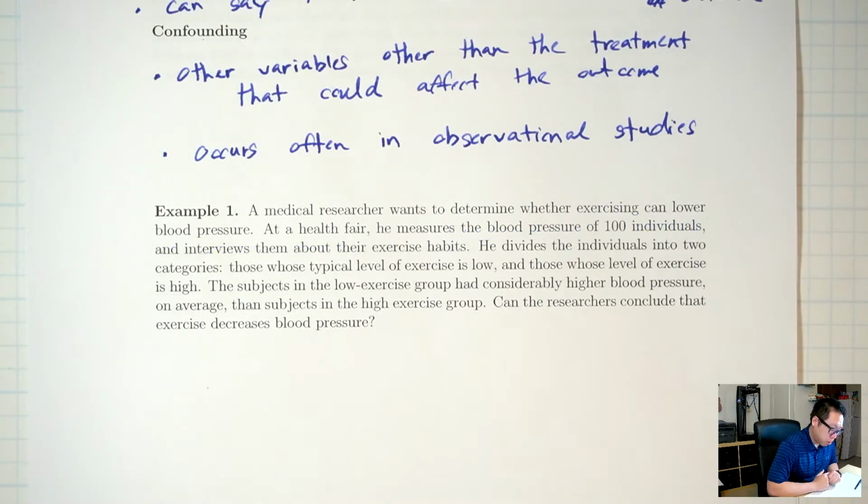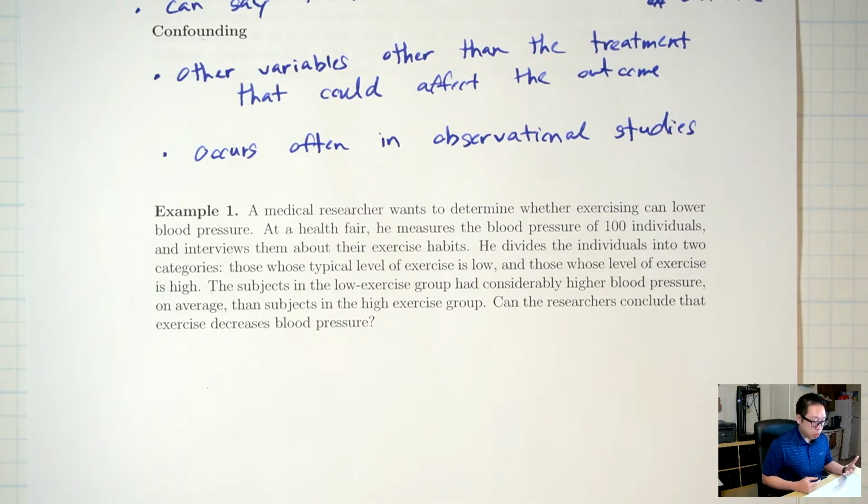A medical researcher wants to determine whether exercising can lower blood pressure. At a health fair, he measures the blood pressure of 100 individuals and interviews them about their exercise habits. He divides the individuals into 2 categories, those whose typical level of exercise is low and those whose level of exercise is high. The subjects in the low exercise group had considerably higher blood pressure on average than subjects in the high exercise group. Can the researchers conclude that exercise decreases blood pressure?